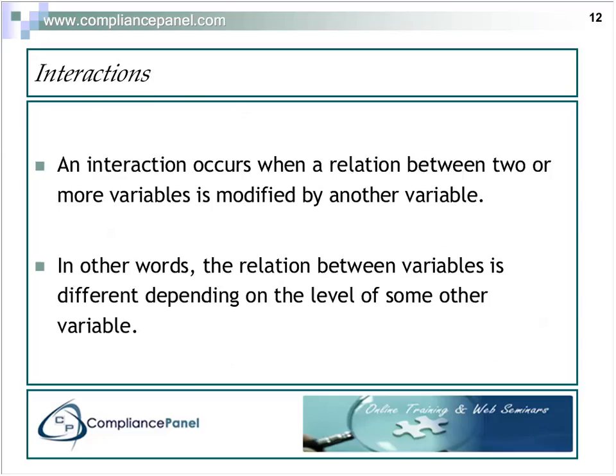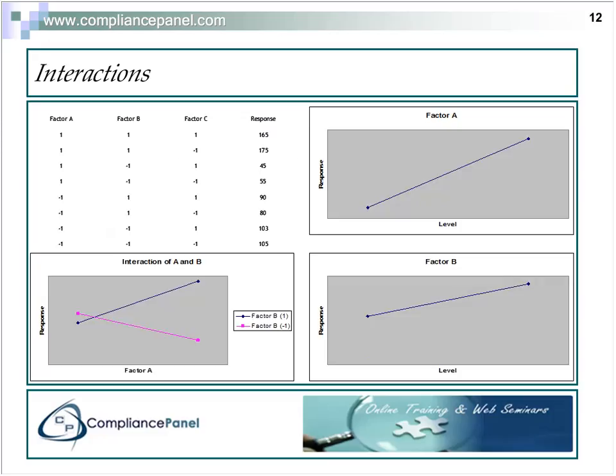Remember, I kept coming back to this word, an interaction. An interaction is a very tough thing to conceptualize, so I'm going to show it to you with a picture. But an interaction, by definition, occurs when a relationship between 2 or more variables is modified by another variable. In other words, the relationship between the variables is different depending upon the level of each of the variables. As I said, it's very difficult in words, so let's look at this from a pictorial sense.